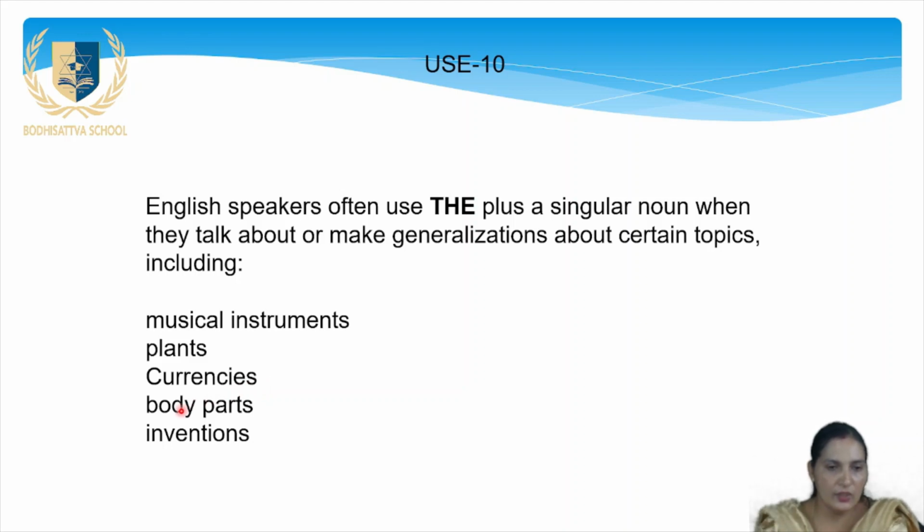And the next one, you can look at here, body parts. Before the name of body parts, we can use the articles, the head, the eye. Now before these words, we can use the article. And the next one, look at here, name of inventions. At that time also we can use the article. Name of inventions, the plane, the electric bulb. For that we can use the article.